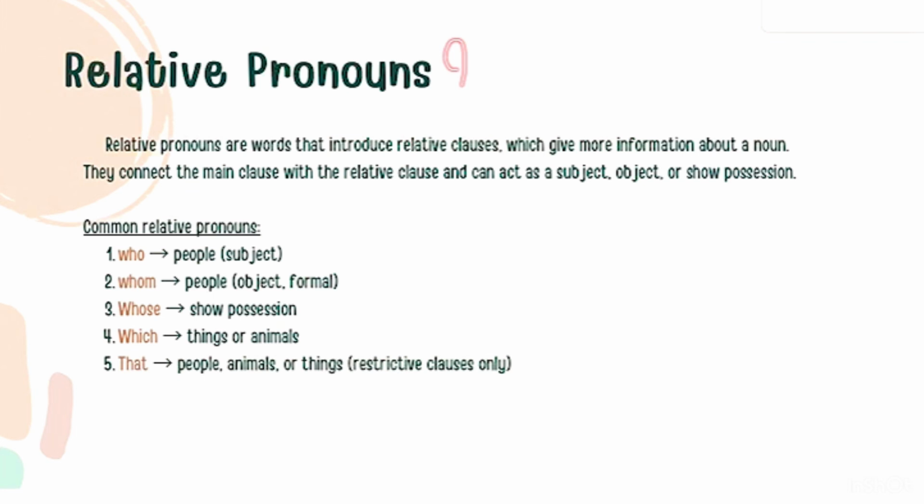What are relative pronouns? Relative pronouns are words that introduce relative clauses, which give more information about a noun. They connect the main clause with the relative clause and can act as a subject, object, or show possession. Some common relative pronouns are: who is used for people as the subject, whom is used for people as the object, usually in formal English, whose shows possession, which is used for things or animals, and that can refer to people, animals, or things, but only in restrictive clauses.